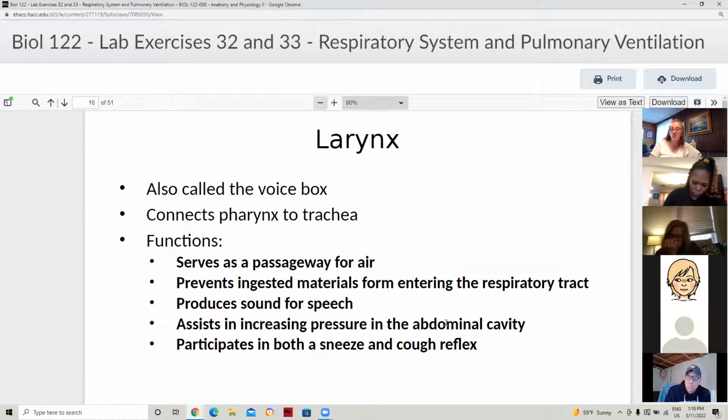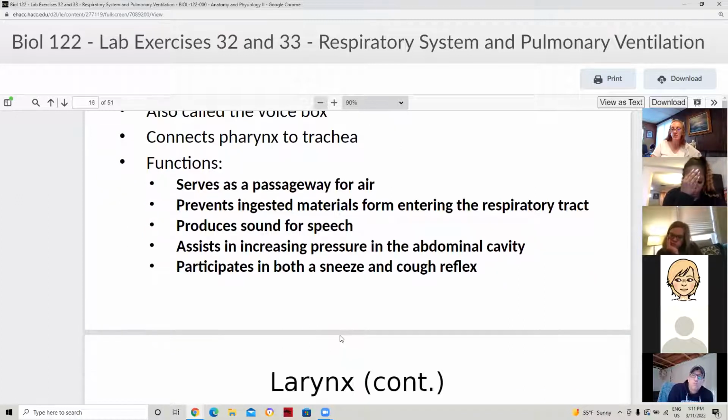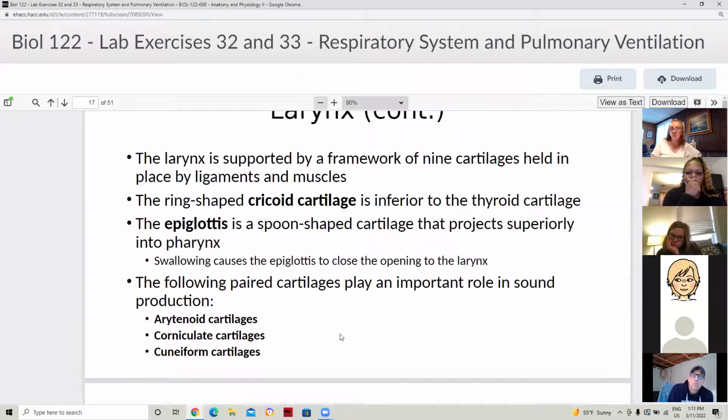So the larynx, also called the voice box, connects the pharynx to the trachea. Serves as a passageway for air and prevents ingested materials from entering the respiratory tract. Produces a sound for speech and assists in increasing the pressure in the abdominal cavity, and participates in both a sneeze and cough reflex. It's supported by a framework of 9 cartilages that are held in place by ligaments and muscles.